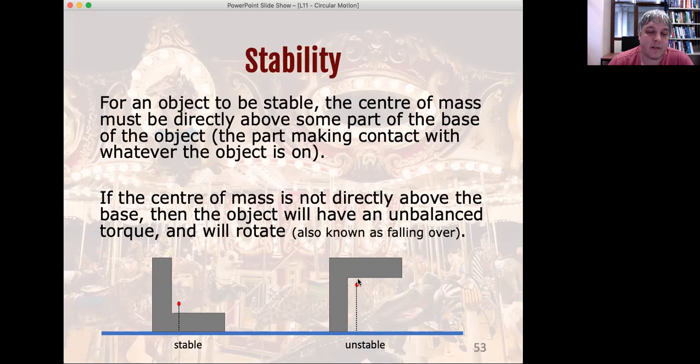So that means you've got these unbalanced torques. Right? Center of gravity is pulling it down. Normal force is pointing up, but not through the center of mass. So it's causing a torque, which results in the object rotating, also known as falling over.